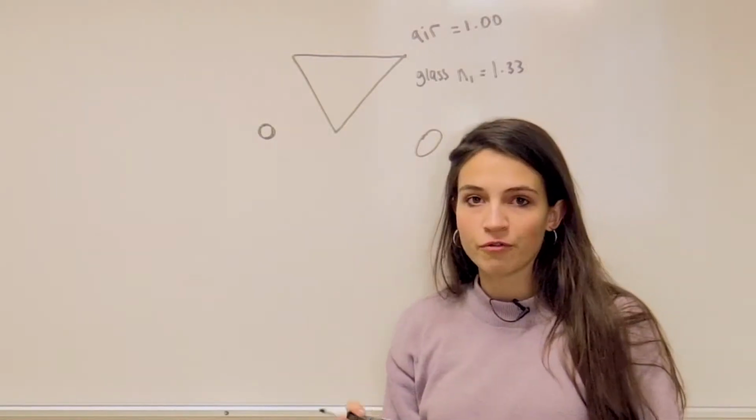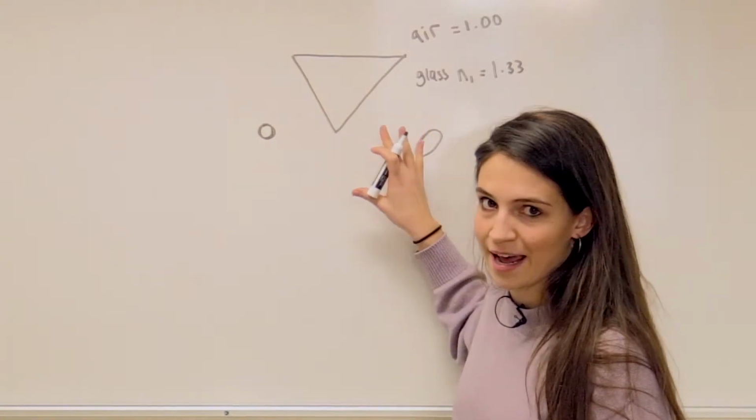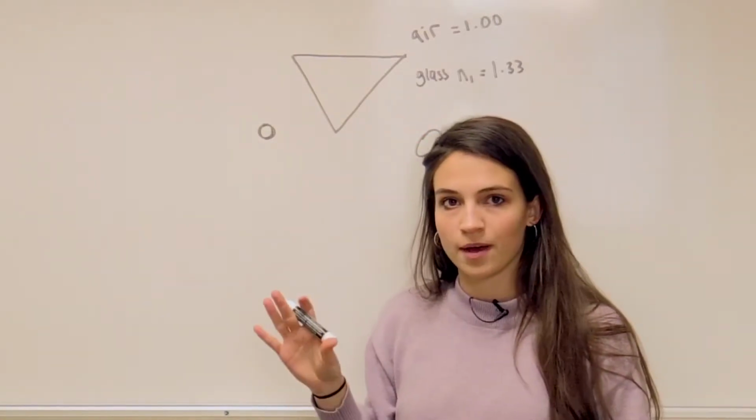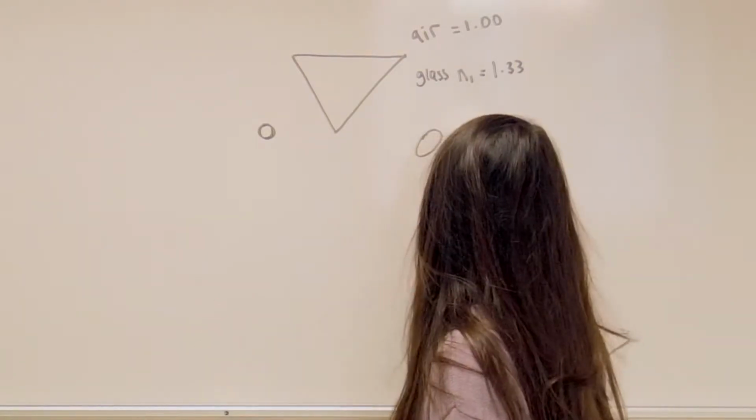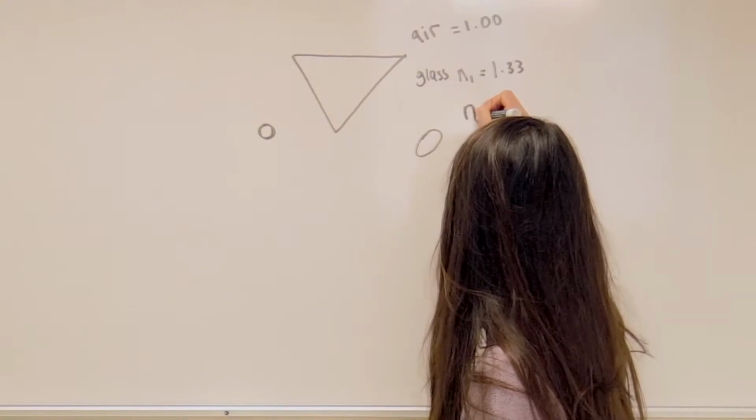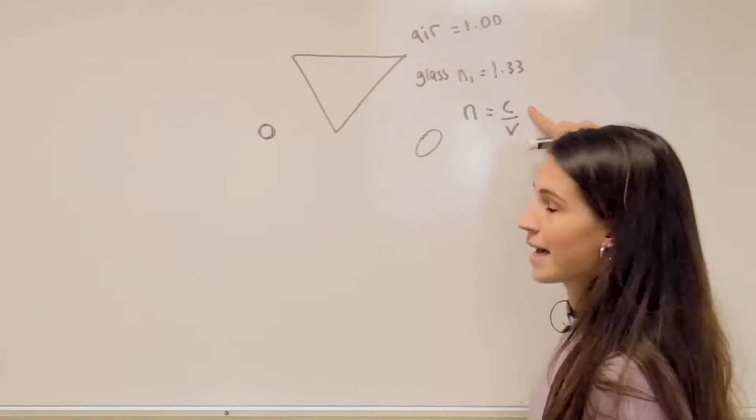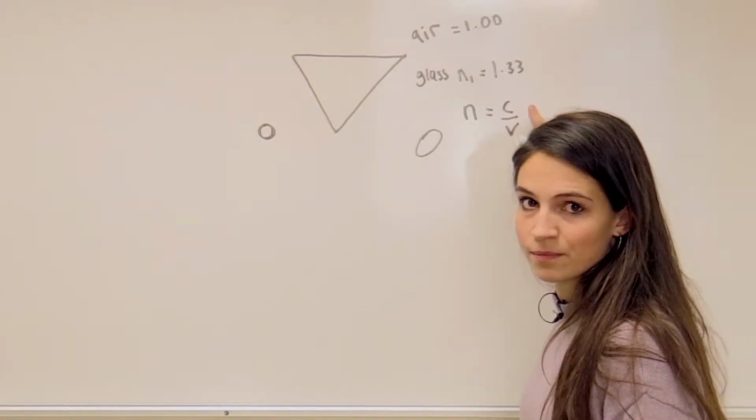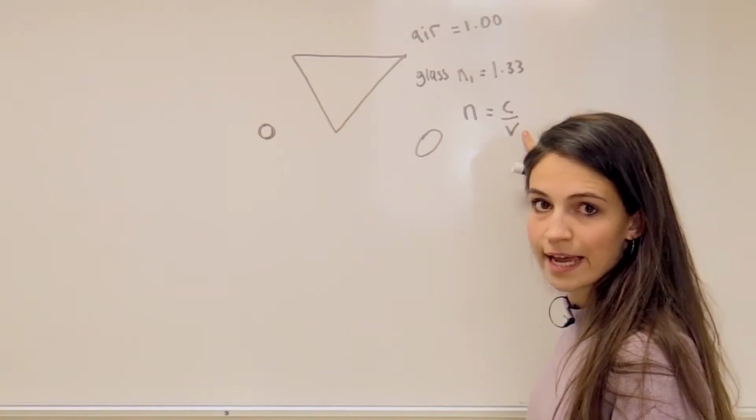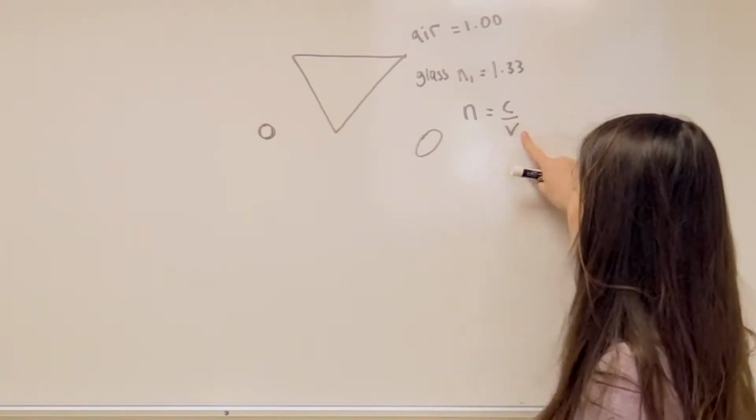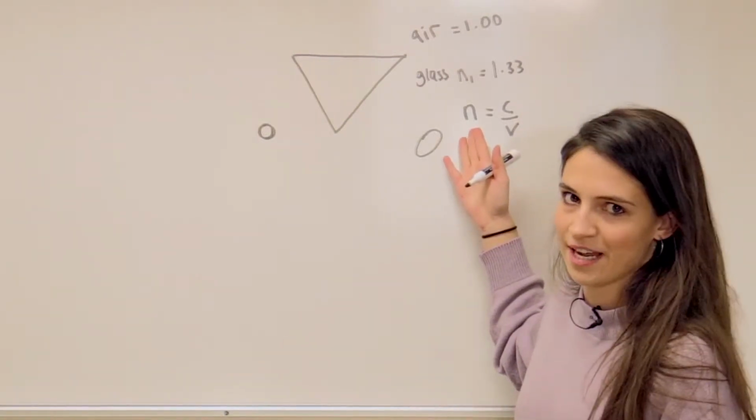Now, they have different refractive indices because glass is more optically dense than air. So light actually travels slower in glass than it does in air. You can see how that affects the refractive index if we look at the equation n equals c over v. Here, c is the speed of light, 3 times 10 to the 8, and v is the velocity that light travels in that particular material. So obviously, if light is travelling slower in glass, it's going to lead to a higher refractive index.